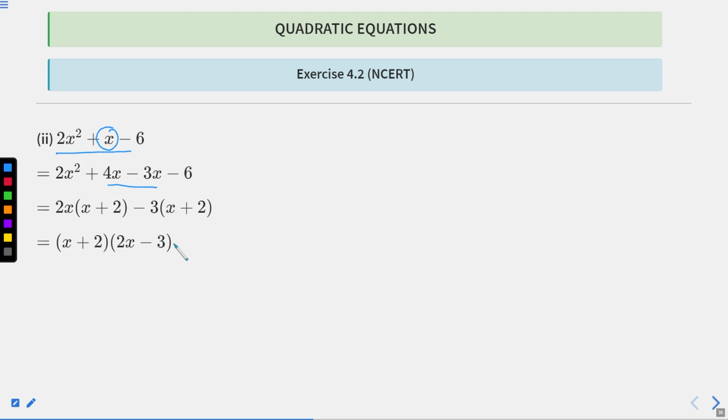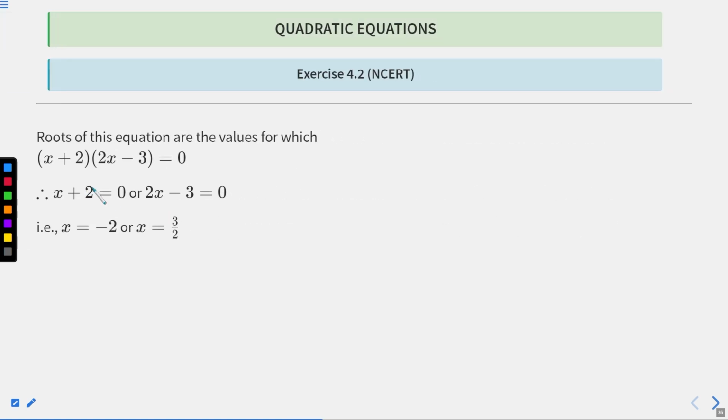Now for finding the roots of this given equation, the roots are the values for which the product of these two linear factors is equal to 0. So therefore either x + 2 is equal to 0 or 2x - 3 is equal to 0. So x + 2 = 0 implies x = -2. And when 2x - 3 = 0, then the value of x is 3/2.